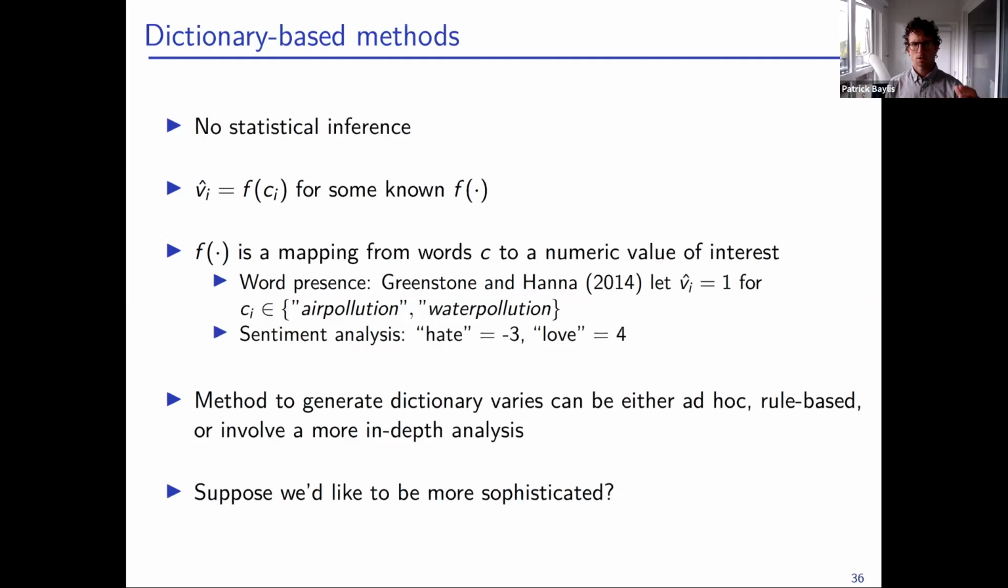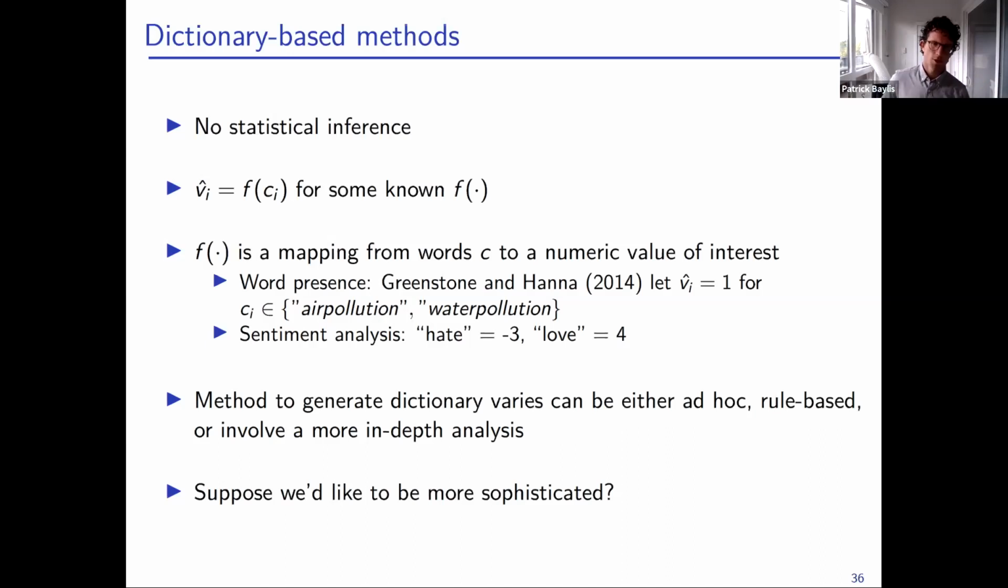And in the case of this Greenstone and Hanna paper that looks at whether or not a newspaper is talking about air pollution or water pollution, it might just be a pure word presence test. So what they're going to do is generate an indicator that tags every newspaper article with the words air pollution or water pollution in it as indicative of environmental interest in this article. That's probably the most rudimentary way to map from words to a numeric value of interest. Sentiment analysis may be one level down, and again, we've already talked about this, but it's mapping something like hate to some number with a negative valence. Here, -3, love to 4. And so all the function is doing is just saying, okay, I have a score for each one of these words. I'm going to apply that score.